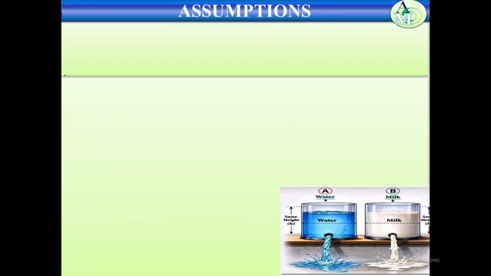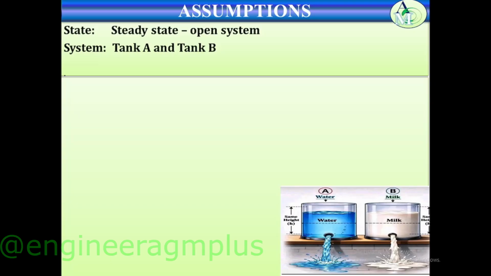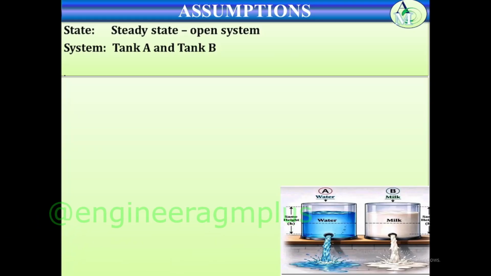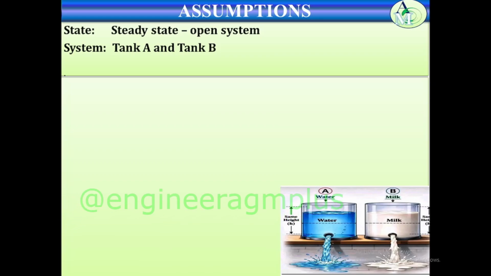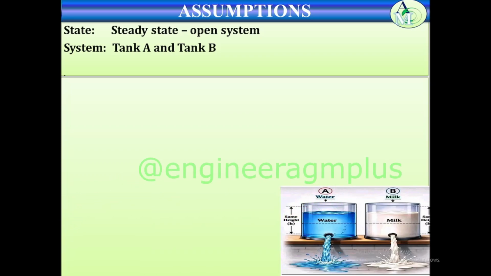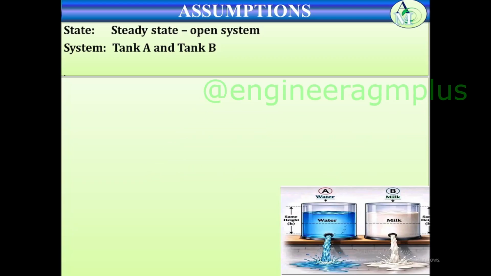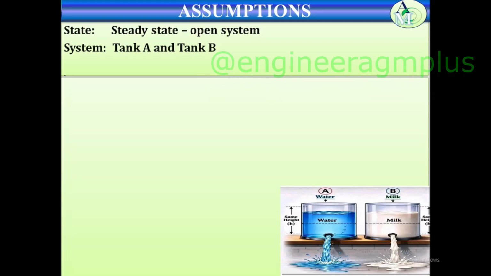We have some assumptions to make. Here the assumptions will be stated. First of all, we have to understand that the state of the system should be steady, and the system should be an open system. Why? It is an open system because there is an exchange of mass between the environment and the system. And what is that? The liquid moving out of the tank. And the system is the water tank or the milk tank.